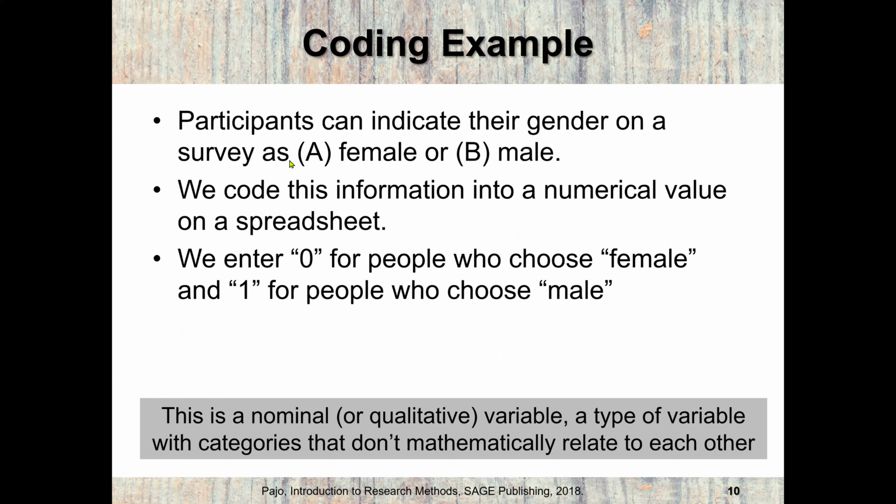So here we say participants can indicate their gender on a survey as A for female or B for male. This is again another coding. So we code this information into a numerical value within a spreadsheet, for example, 0 for female and 1 for male. And we say this is a nominal or qualitative variable. Gender is nominal data, male or female. Nominal data is data on which we cannot do any arithmetic operation. The only things we can do are counting or the mode.